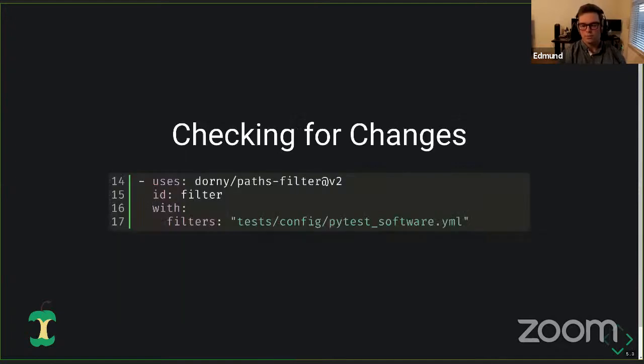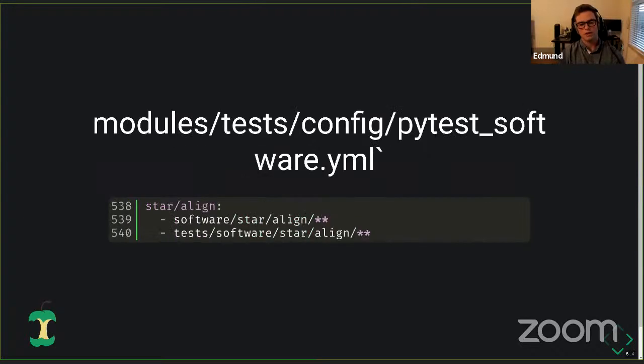This is the part that is checking for changes here in the CI. That's it, that's the simplicity of it. The filters part is what I want to draw your attention to, of the test config pytest_software.yml. This is something else that you need to edit when you're adding new modules. You just go in there and add in the tag that you want to use, and this is the same tag as you saw in our earlier example, star/align.